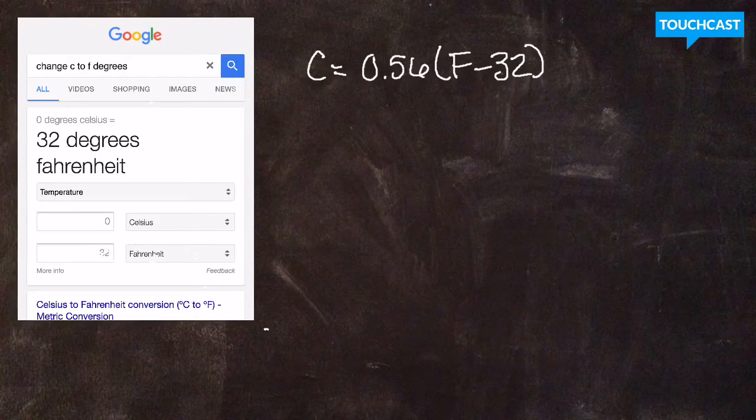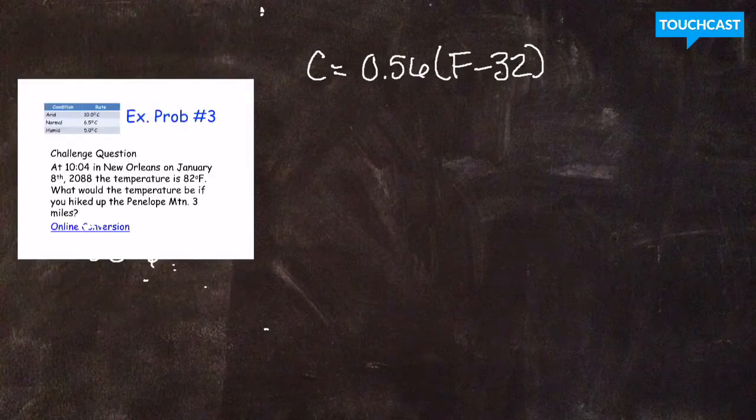Okay, so I'll close that. Guess we won't use that. But you could go and do an online conversion. So let's do it the old-fashioned way. You've seen this as 5/9 instead in all your textbooks before. So I just went ahead and divided 5 divided by 9.